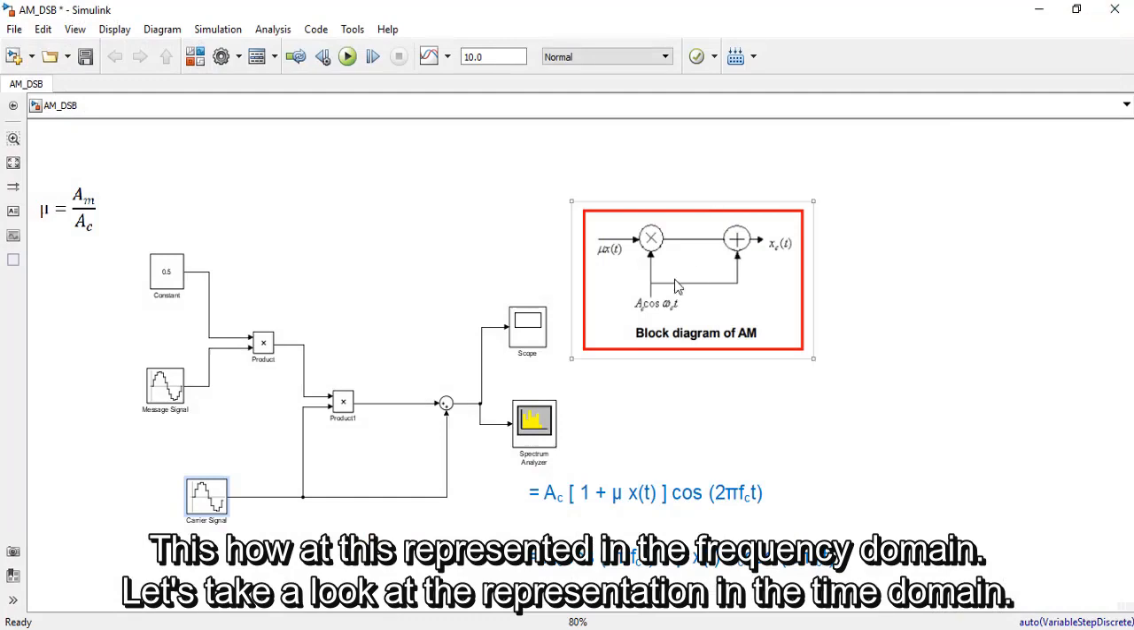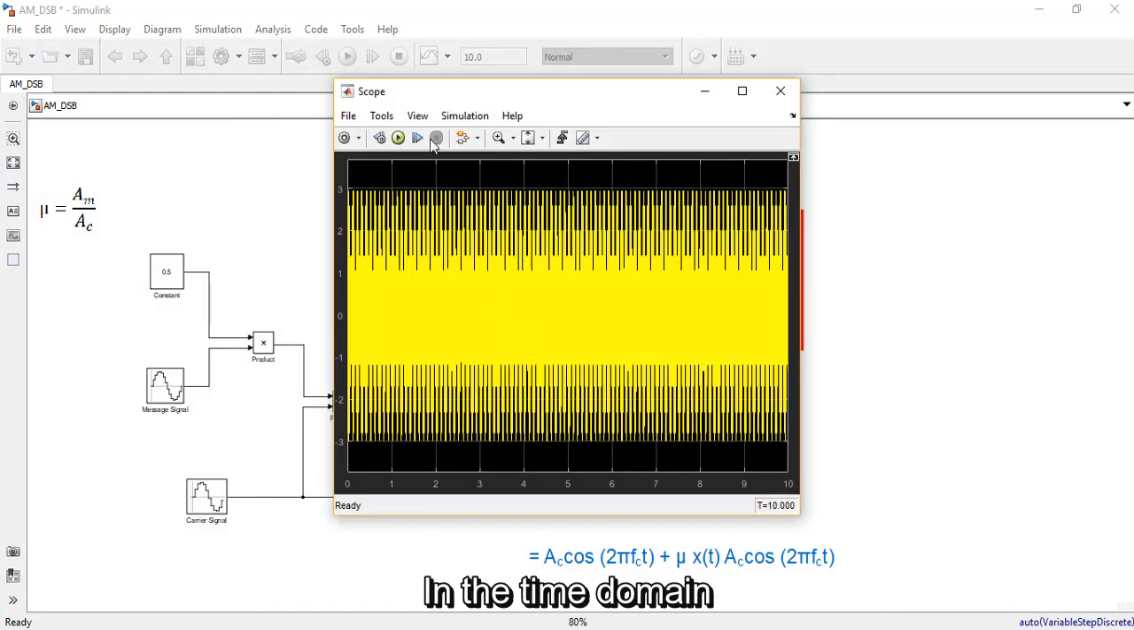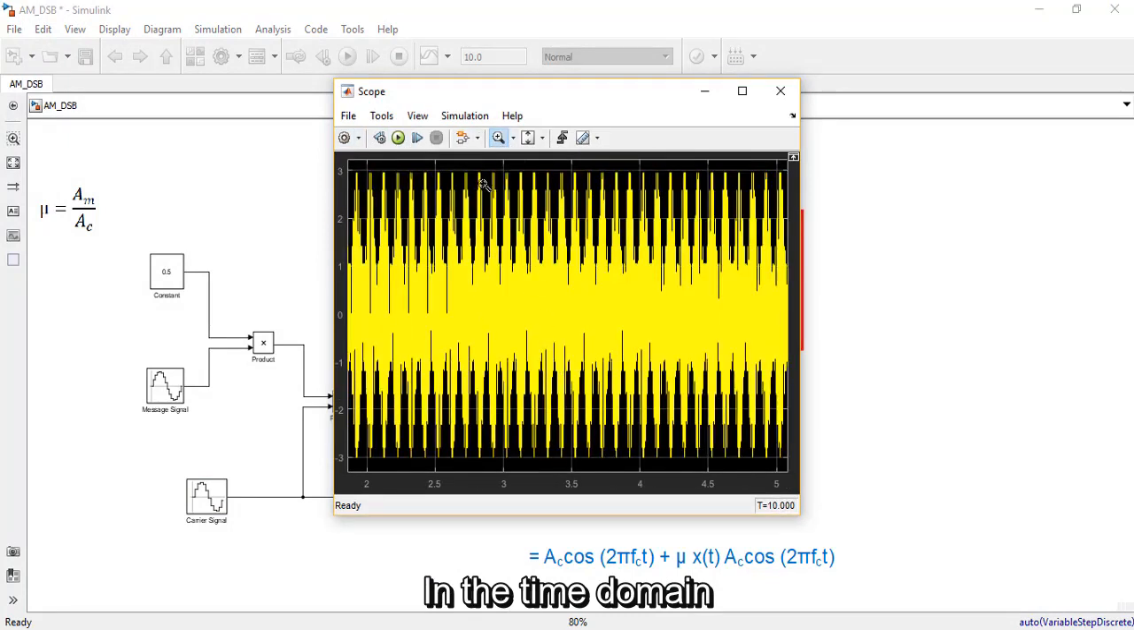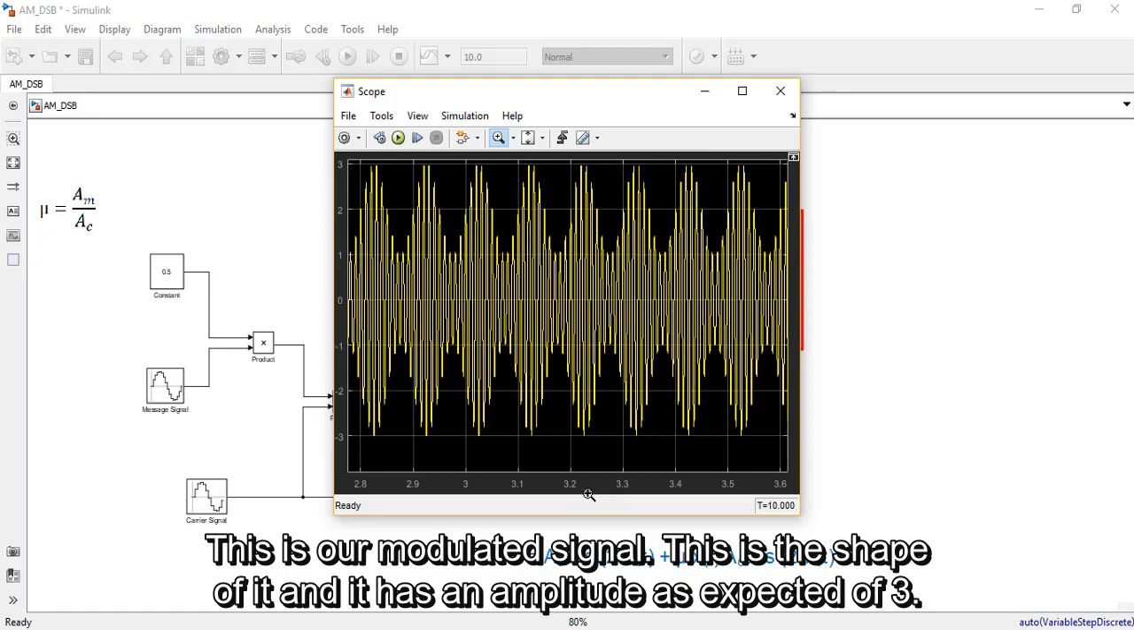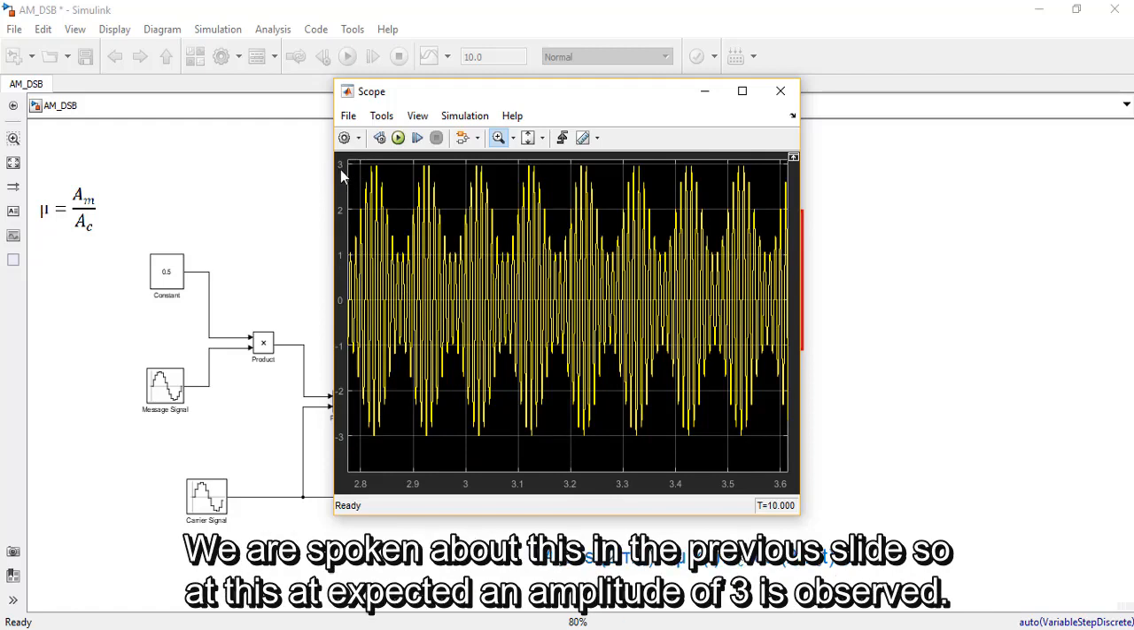Let's take a look at the representation in the time domain. In the time domain, this is our modulated signal. This is the shape of it, and it has an amplitude as expected of 3. We have spoken about this in the previous slides. So it is as expected, an amplitude of 3 is observed.